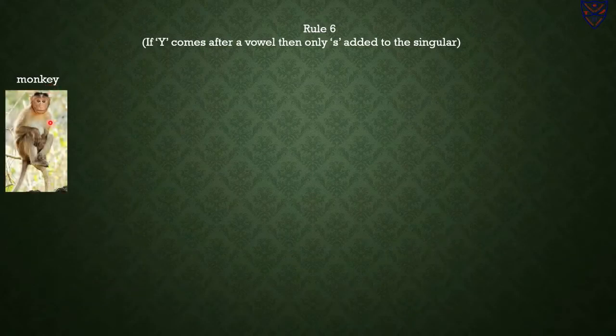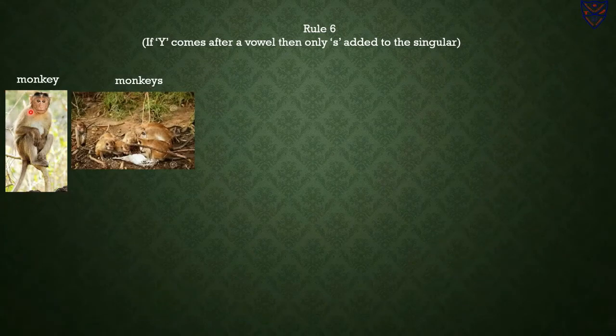Monkey means one monkey, and to convert this monkey into plural, we have to put S at last. Monkey, monkeys. Why will S come? Because before Y, E is there, and E is a vowel. So before Y, a vowel letter is there. At that time, we will put S at last to convert singular into plural. Okay.